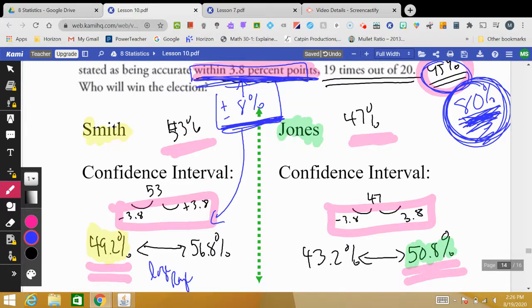Okay? Also, the more people you ask, the more confident your results should be. So the more people you ask, the higher your confidence level.